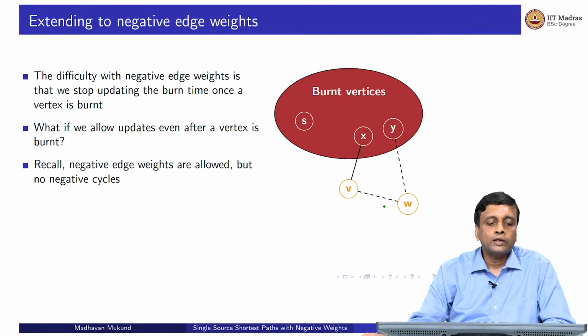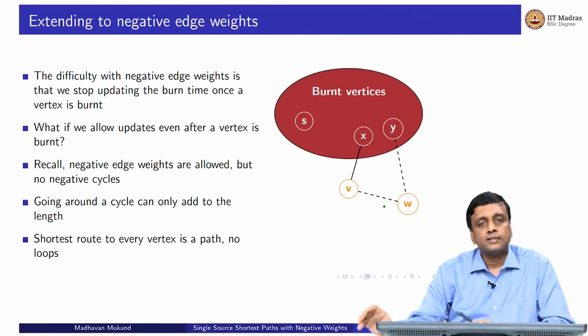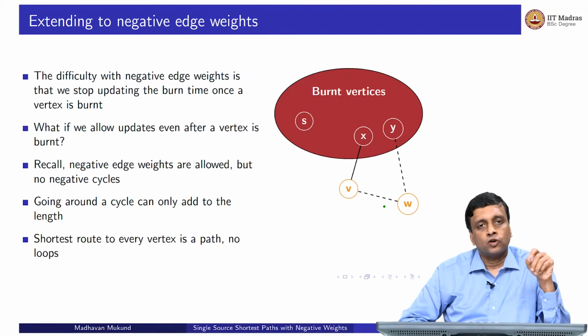But remember that we don't allow negative cycles, right? So if we don't allow negative cycles, then we cannot have arbitrarily small path lengths. So if we go around a cycle, we cannot reduce the overall length of the path, right? So this means that there is no advantage to going around a cycle, right? If I go around a cycle, either I incur 0 cost, which is fine, or I incur some positive cost. So if I go around it, I might as well not go around it.